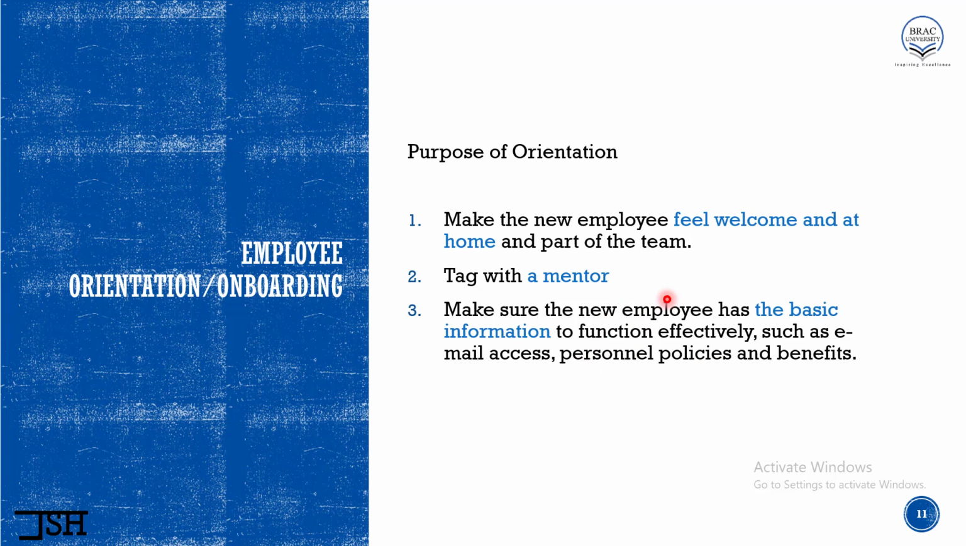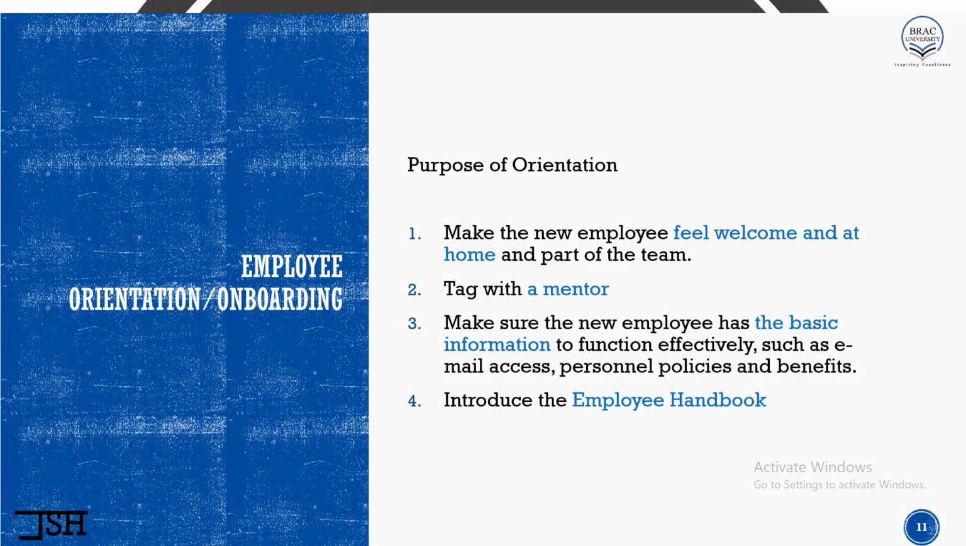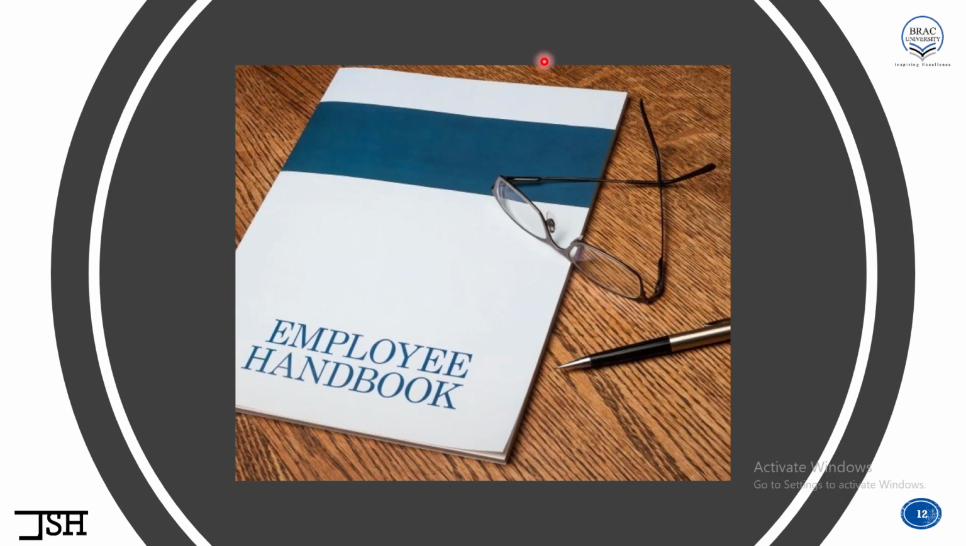Now, in this regard, the next point is really important. Introduce the employee handbook. Many organizations have an employee handbook. What is that? It's very easy. It is basically this. So this is a book. Now, what is inside this book? This book basically contains all the company rules, company regulations, company policies in a written format. So again, if you read this book, you will get to know about all the rules and regulations of the company.